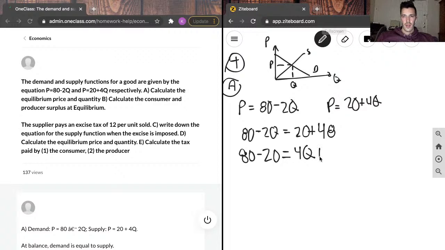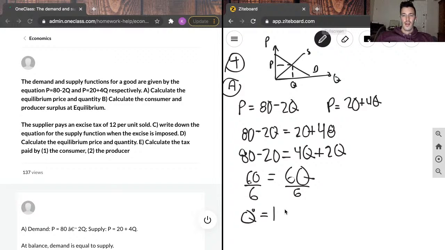Add 2 to both sides, plus 2Q. This comes out to 60 equals 6Q. We can divide both sides by 6. And we'll get that Q star equals 10. So our equilibrium quantity is 10.